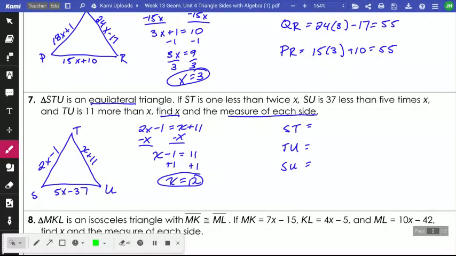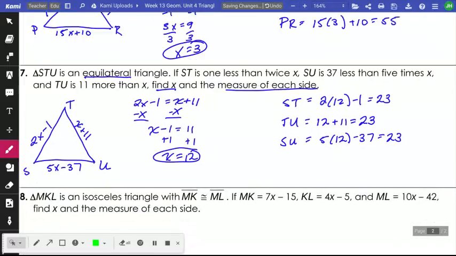Okay. ST is 2 times 12. The equations are drawn on our triangle. Minus 1, and that's equal to 23. TU is 12 plus 11 equal 23. And SU is 5 times 12 minus 37 is also equal to 23.